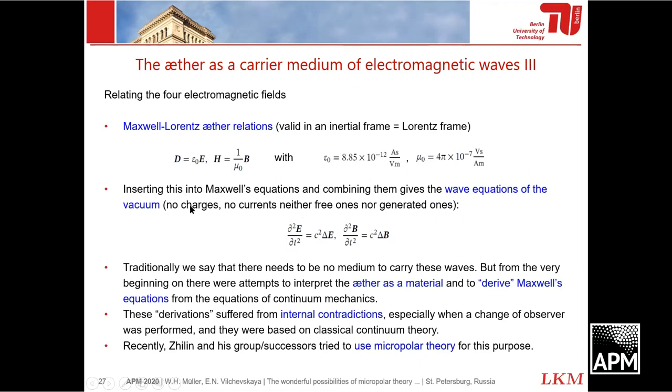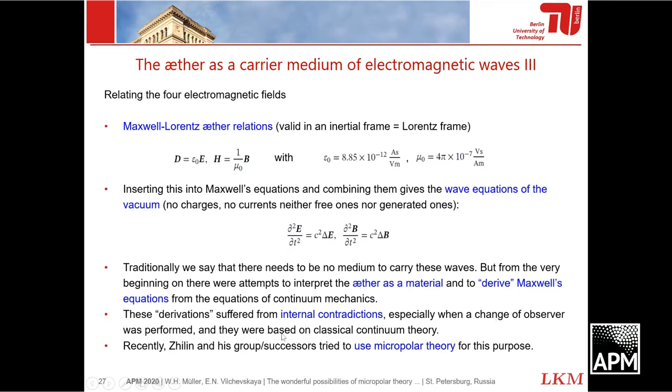If we have no charges, no electric currents, neither free ones nor generated ones, then we get these nice wave equations for the electric and magnetic fields. Traditionally, we say there is no need for a medium to carry these waves. But from the very beginning, there were attempts to interpret the ether as a material and to derive Maxwell's equations from the equations of continuum mechanics. And these derivations suffered from internal contradictions, especially when a change of observer was performed.